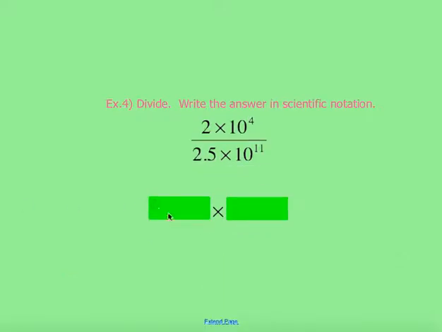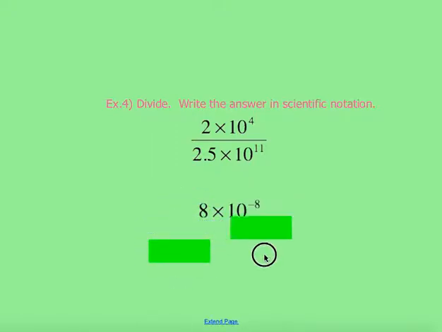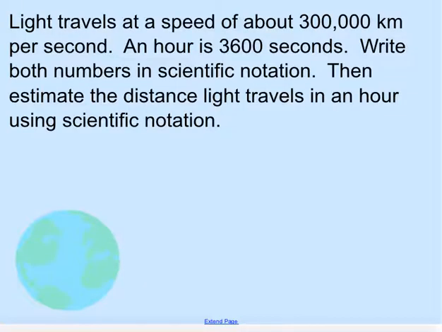Once you've tried it, you can see that we get 8 times 10 to the negative 8th. Let's try some word problems though. Light travels at a speed of about 300,000 kilometers per second. An hour is 3,600 seconds. Write both numbers in scientific notation, then estimate the distance light travels in an hour using scientific notation.